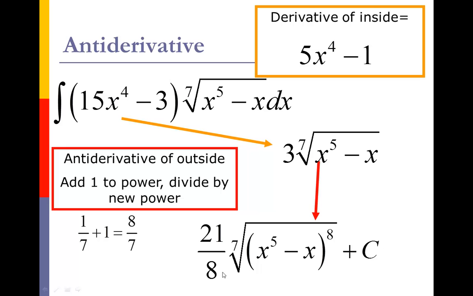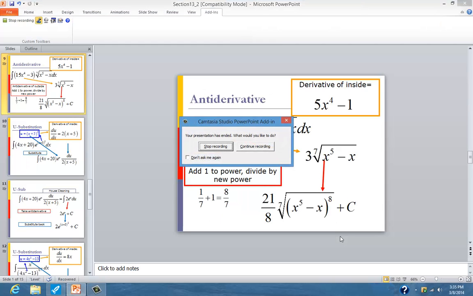The 8 is going to be downstairs now. And then basically we have the stuff that's inside. That x to the 5th minus x is now to the 8/7 power. And so that would be the 7th root and all that stuff to the 8th power. And so that's basically doing the reverse chain rule using the opposite order, opposite thing, using the pure inverse relationship. Okay, so that's my beginning thing. Next episode, what we'll be looking at is how we use U substitution to do these problems.